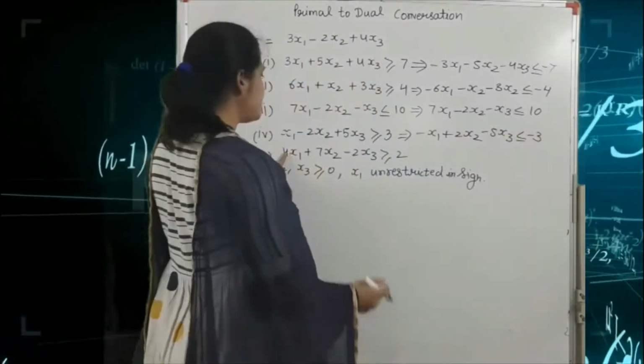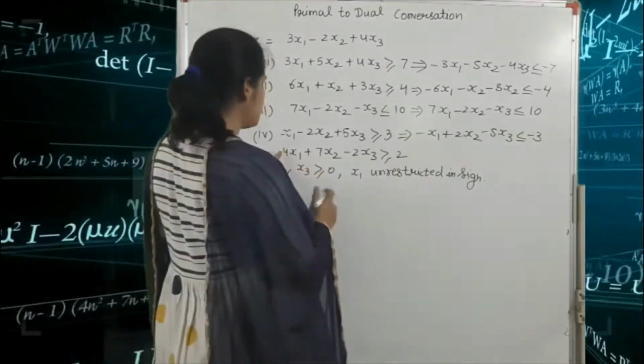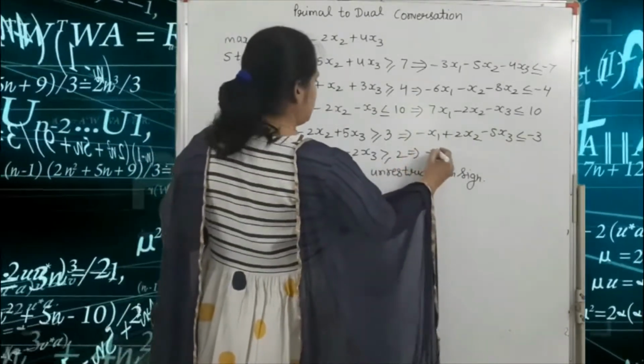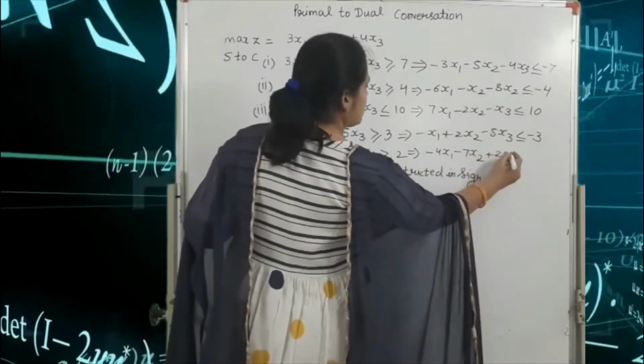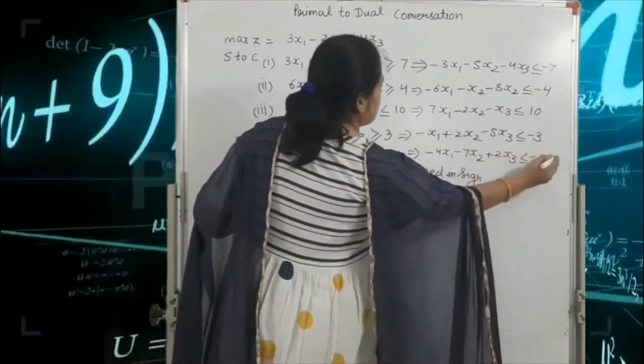Okay, next one is again the greater than equal to type equation. So we write here minus 4x1 minus 7x2 plus 2x3 less than equal to minus 2.